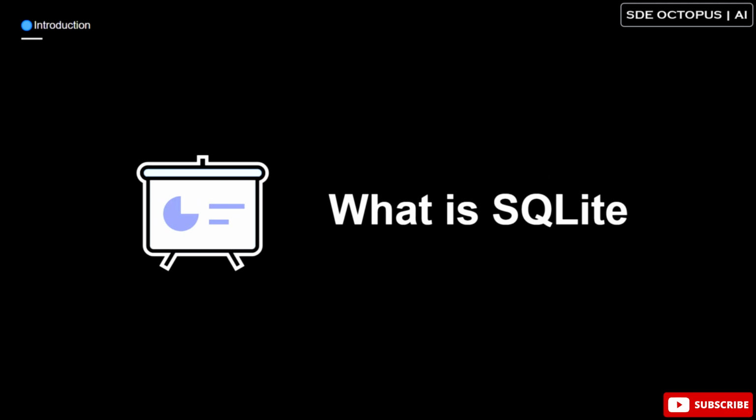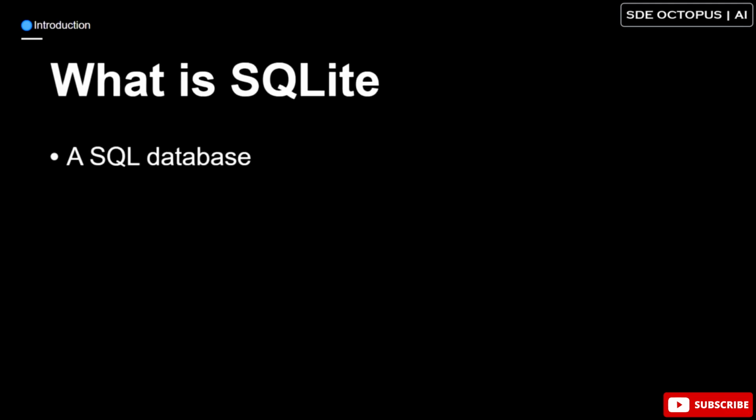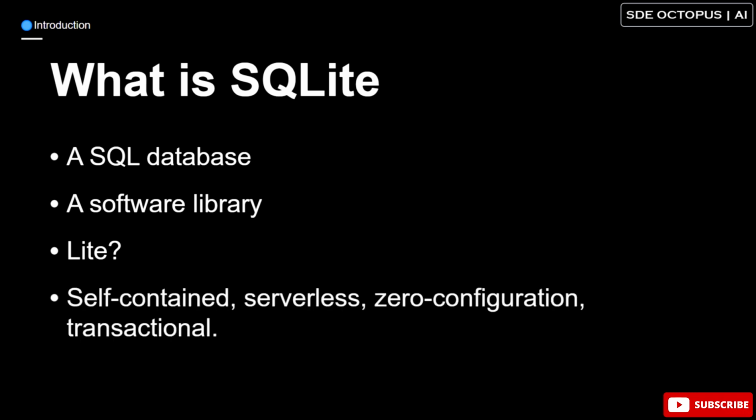SQLite is another SQL database, one of the simplest and easiest SQL databases. SQLite is a software library that provides a relational database management system. The light in SQLite means lightweight in terms of setup, database administration, and required resources. SQLite has many features, including self-contained, serverless, zero configuration, and transactional.